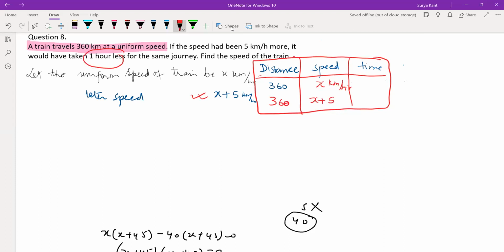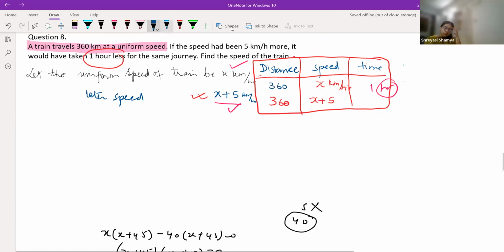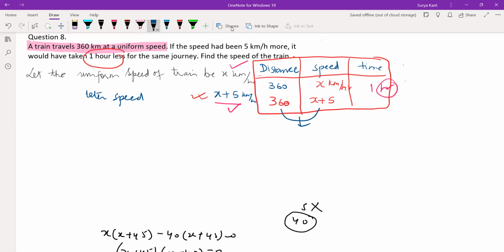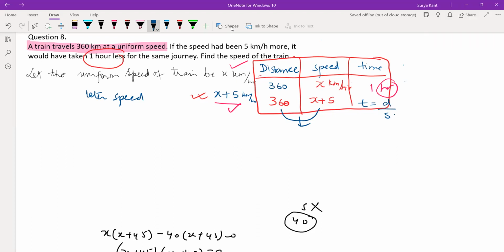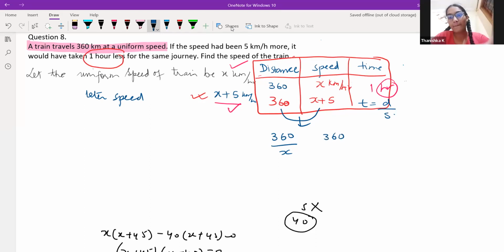for the same journey. So there are 2 speeds over here. The first one is x, the second one is x plus 5. If it is running at the second speed, the difference between the times is 1 hour. It means we have to write this in time form in the formula. Time is equal to distance by speed. So we get 2 times over here: 360 by x for the first case, and in the second case, 360 divided by x plus 5.